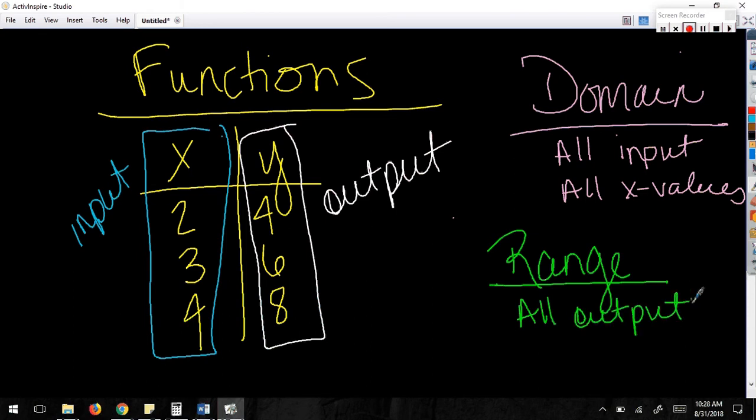And the thing is, when you think about domain and range, it has to include all of those values, okay? So the domain of this is not just 2. The domain of this is 2, 3, 4, okay? The range is not just 4, the range is 4, 6, 8. It's all the values that it can be. Hence the word all. Now, let's try an example.